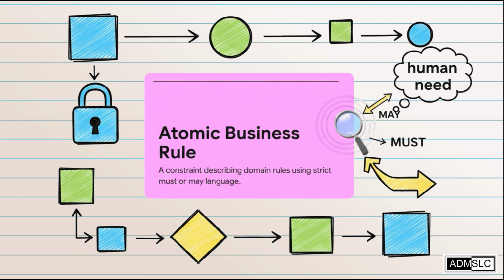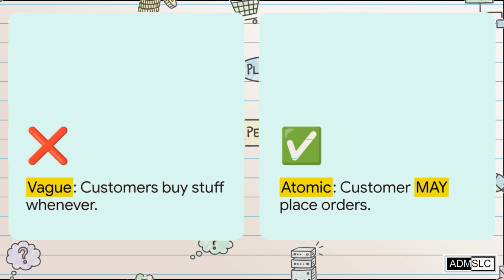Now, what's really fascinating here is that these rules actually act as the strict pseudocode for your entire database. An atomic business rule translates a messy human need into an undeniable constraint. By forcing ourselves to use strict words like must or may, we basically strip away all that vague fluff, leaving only the cold, hard structural reality of the data. Just listen to the stark contrast between these two.